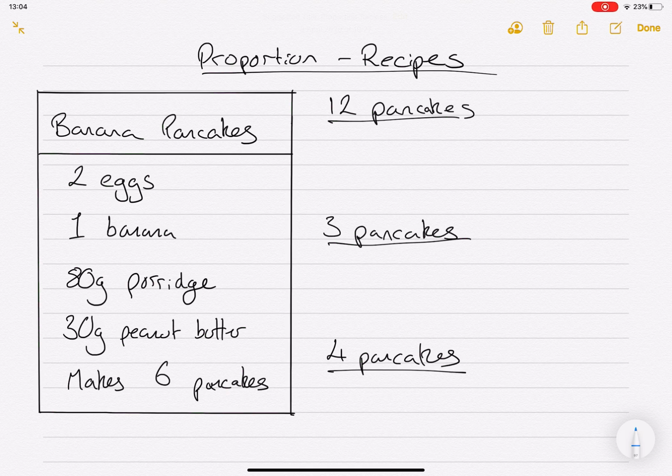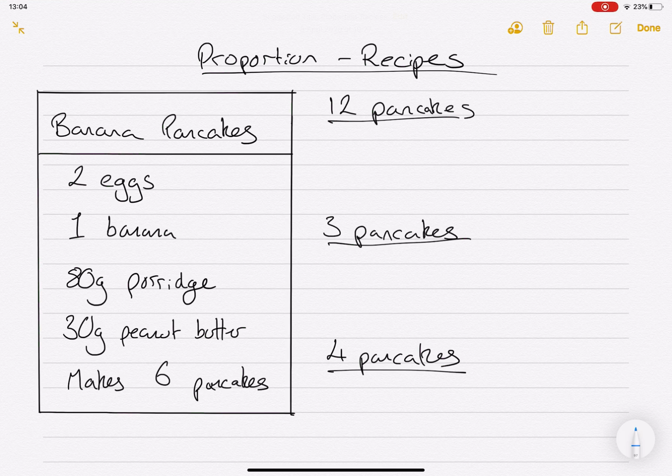This video is going to look at proportion, and one of the foundation blocks of proportion is recipes. So we've got a few questions that we're going to work our way through. First of all, on the left hand side, we have a recipe for banana pancakes. We've been provided a recipe, and that will create for us 6 pancakes. So we need 2 eggs, 1 banana, 80 grams of porridge, 30 grams of peanut butter. Okay, so that's our recipe.